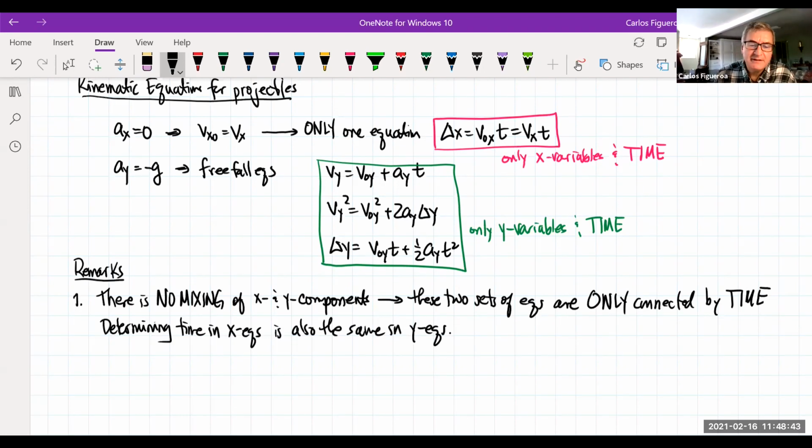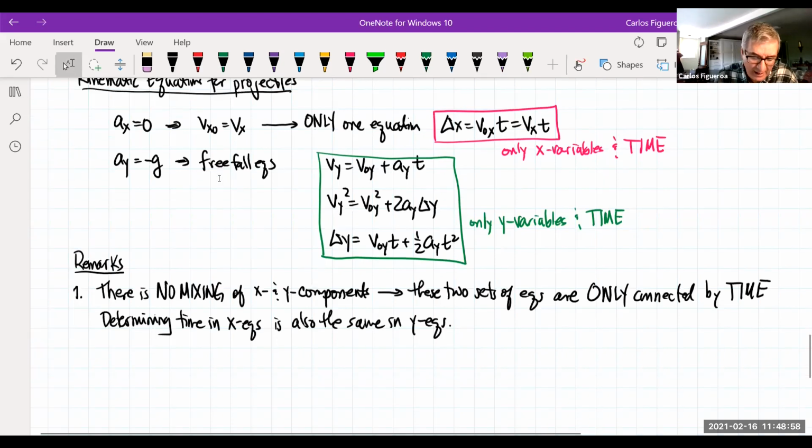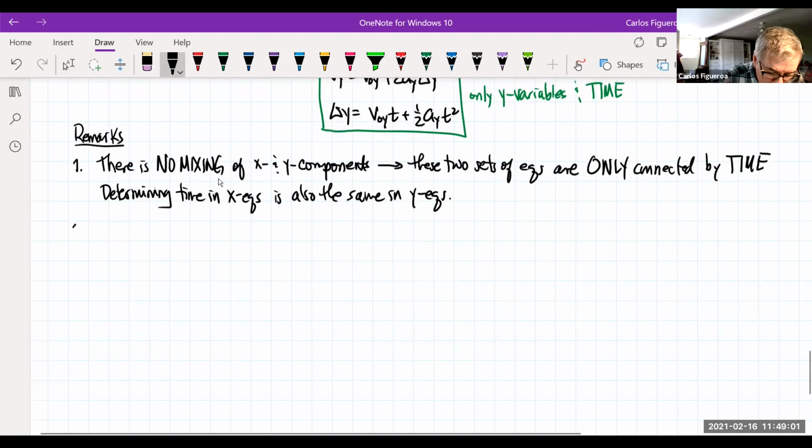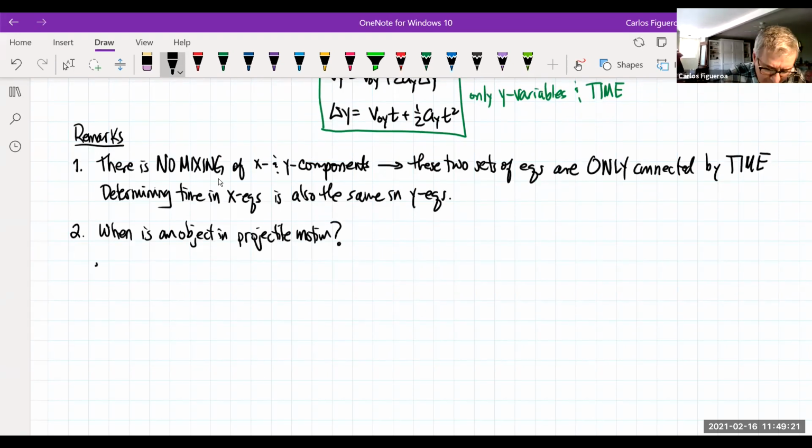Now, what you're going to find here is that we're going to be shooting things, and we have to be really careful about when it is in projectile or free fall motion, and when it is not. Okay, so I need to really address these things. So when is an object in projectile motion? Well, let's look at an example. Let's look at two examples just to be careful here.